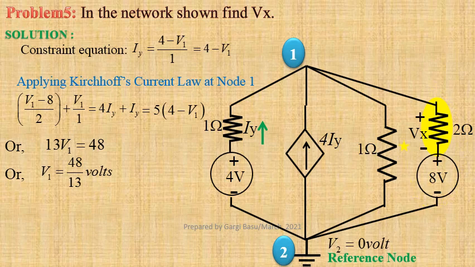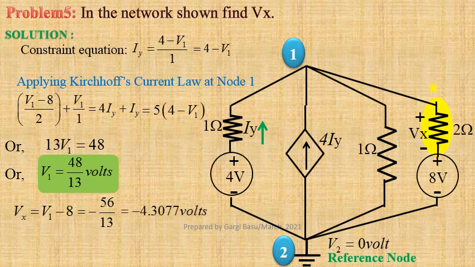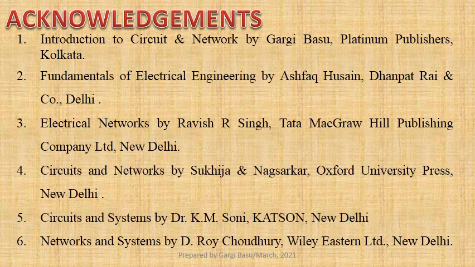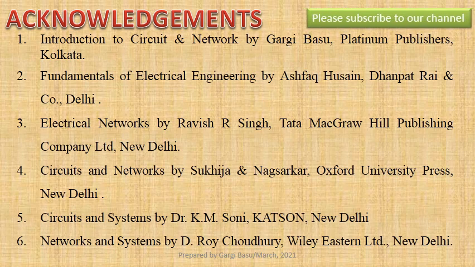Inspecting the rightmost branch, we get Vx equals V1 minus 8. Using value of V1, we get Vx equals minus 56 by 13, that is equal to minus 4.3077 volts.